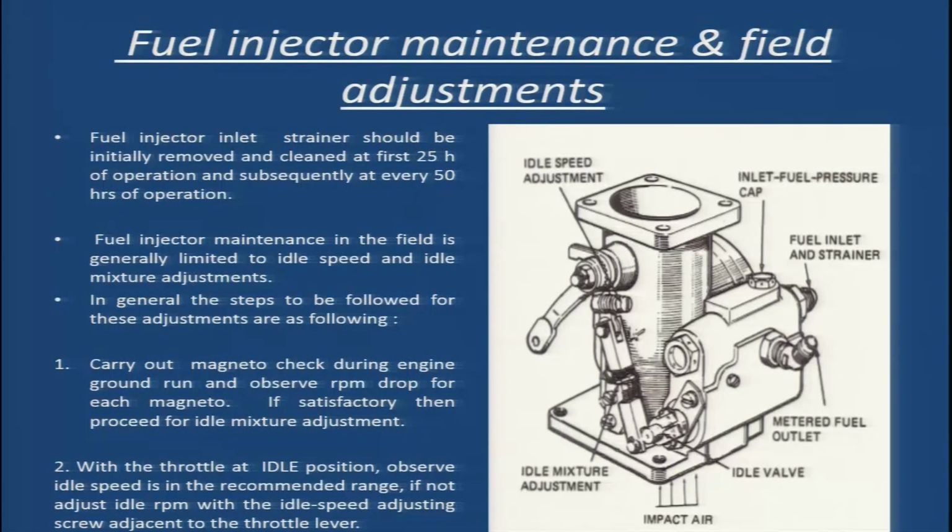The fuel injector inlet strainer should be initially removed and cleaned at the first 25 hours of operation. So, at the first 25 hours of operation, we will remove it, clean it and inspect it, and after the first 25 hours of operation, at every 50 hours of operation, we need to remove the fuel inlet strainer, clean it, inspect it and install it back as per the manufacturer's recommendations.